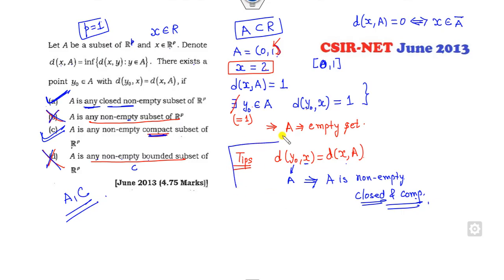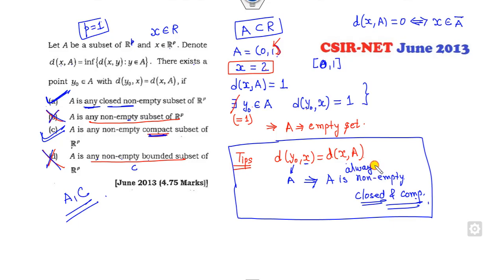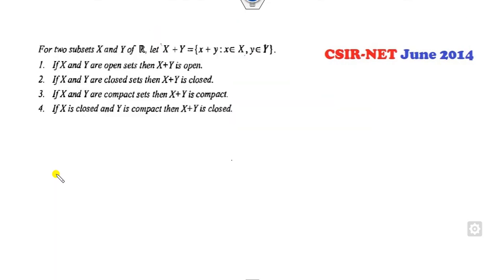Instead of considering this example, you may choose this as a shortcut trick for this example. A is always a non-empty closed and compact. In this case closed is not given, it means A may be open, may be closed, so that's why this option is cancelled.